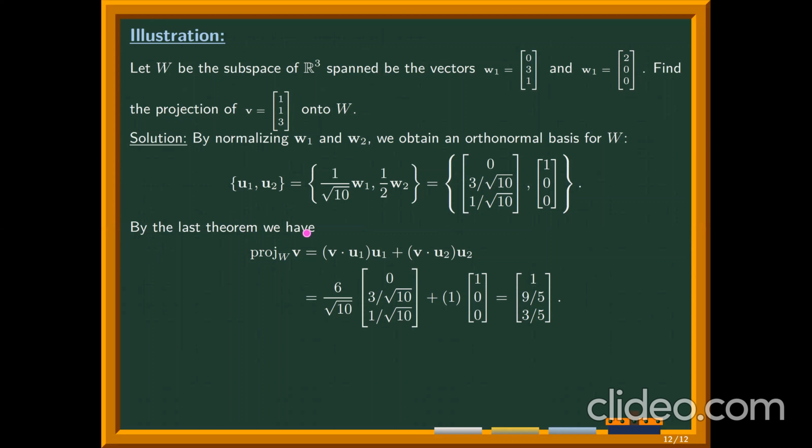So applying the last theorem, the projection of v on W is obtained by taking the linear combination of these orthonormal basis elements with scalars given by the dot product of v with u1 and the dot product of v with u2. So you can verify that the projection is equal to the vector with components 1, 9 over 5, 3 over 5.